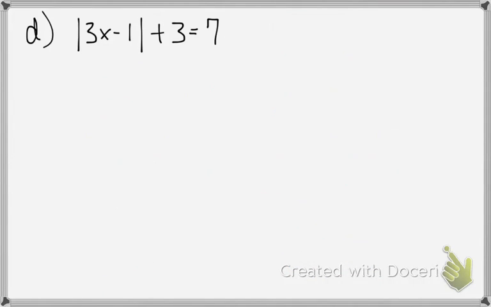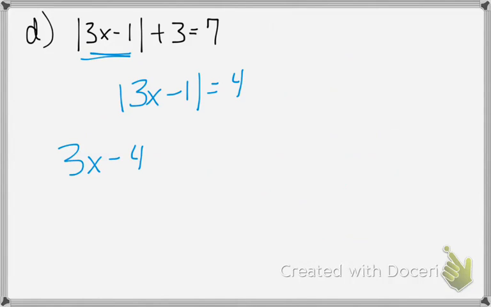Next problem, just the same as the last. I'm going to start by isolating my absolute value. So I've got the absolute value of 3x minus 1 is equal to 4 in this case. So I've got 3x minus 1 is equal to positive 4, or 3x is equal to 5, which tells me x is equal to 5 divided by 3.